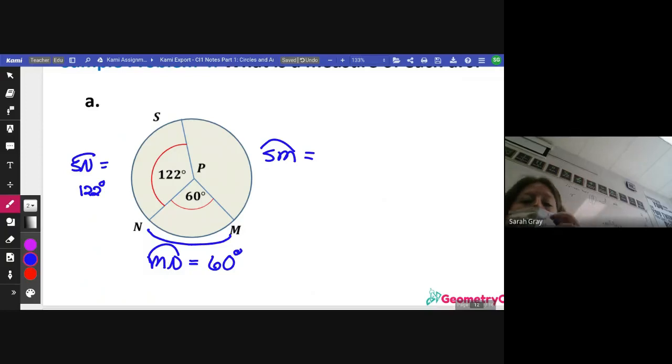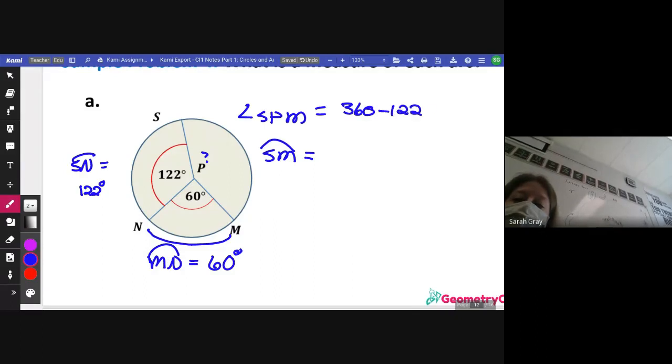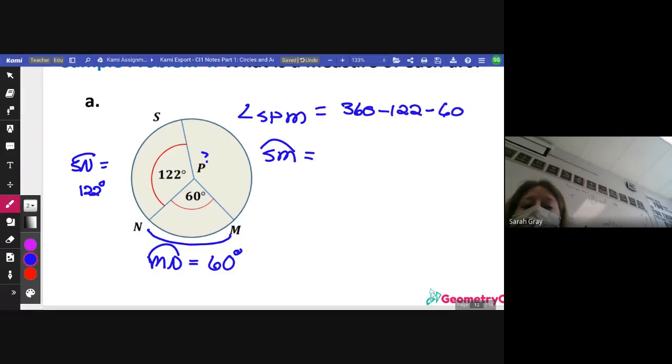Arc SM, we have to do just a little bit of work for. We need to find this missing angle, angle SPM. It's going to equal 360 minus 122 minus 60. 300 minus 122. 200 minus 22. Is that 78?